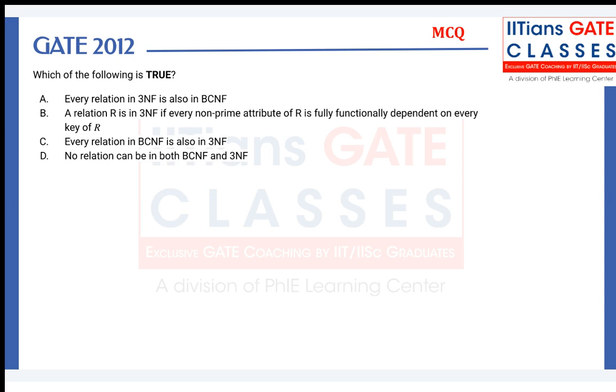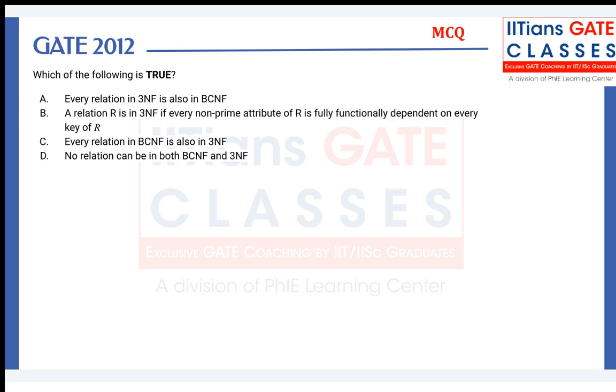Theory question again. Which of the following is true? Every relation in 3NF is also in BCNF. Every relation in BCNF is also in 3NF. Relation R is in 3NF if every non-prime attribute is fully functional dependent on every key of R. No relation can be in both BCNF and 3NF. The direct answer. It should not take more than 10 seconds. Basic, free marks, okay? Free 1 mark.